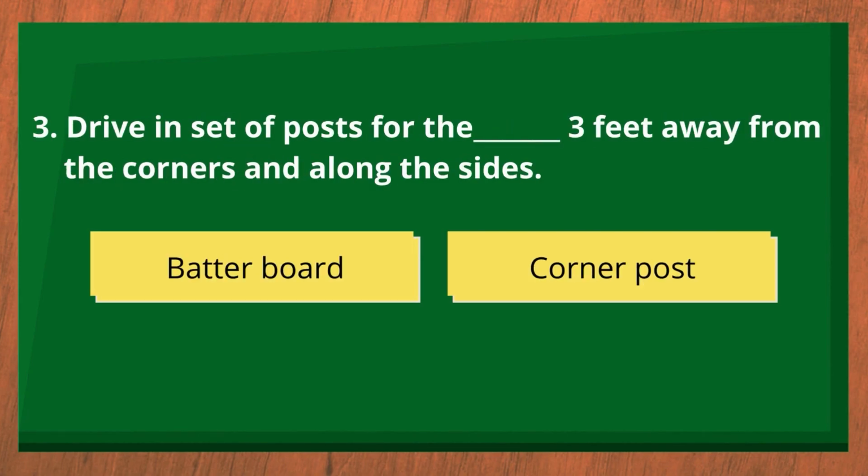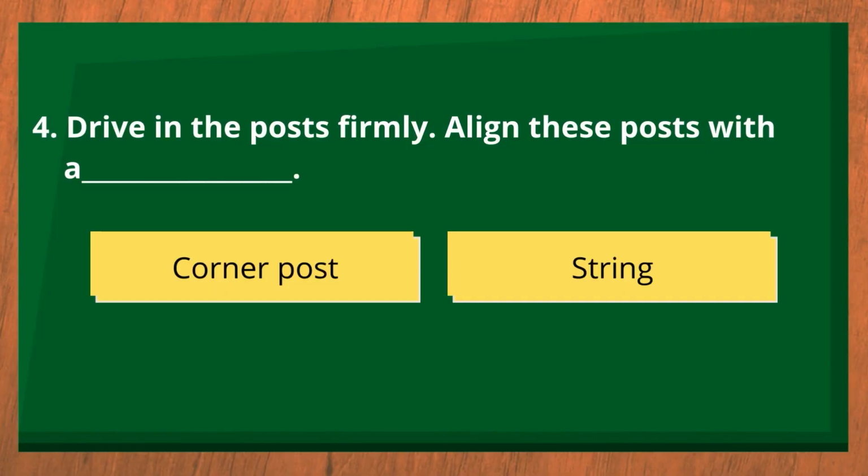Number 3. Drive in set of posts for the blank 3 feet away from the corners and along the sides. The answer is batterboard. Number 4. Drive in the post firmly. Align this post with a blank. The answer is string.